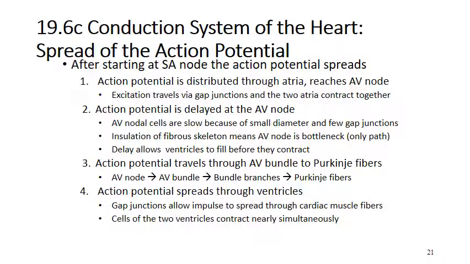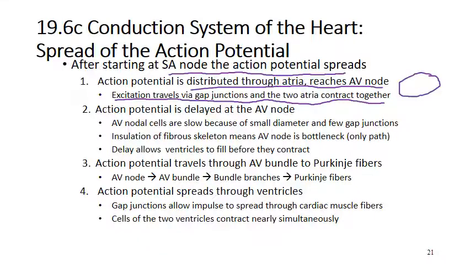So the conduction system of the heart, we're thinking of the spread of the action potential. That's what we're going to talk about next. After starting at the SA node, the action potential is going to spread. So it's going to distribute through the atria, and it's going to reach the AV node right there at the tricuspid valve. Excitation travels via the gap junctions, and the two atria contract together.